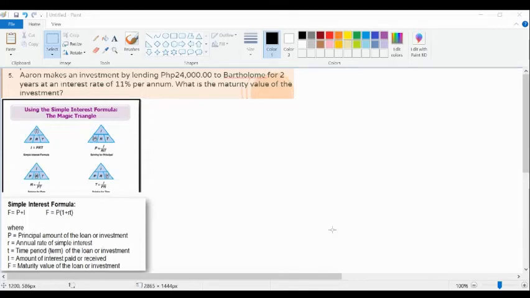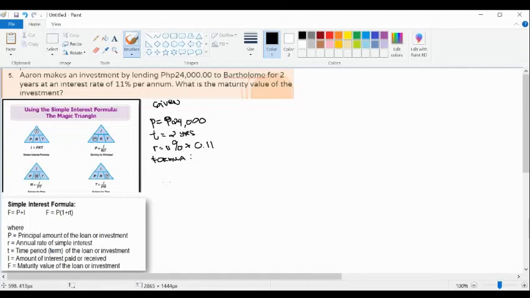Aaron makes an investment by lending 24,000 to Bartolome for 2 years at an interest rate of 11% per annum. What is the maturity value of the investment? Our given, we have a principal amount of 24,000. This is the amount that Aaron lent to Bartolome. Next, we have the time period, which is 2 years. No need to change this, this is already in years. Next, we also have the annual rate, which is 11% or 0.11.